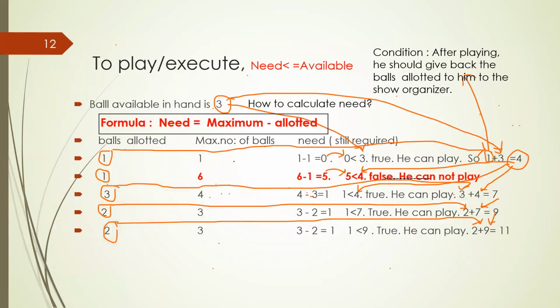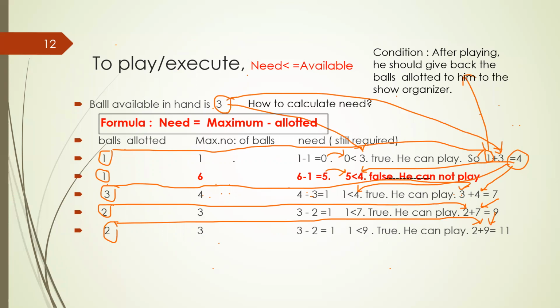Generally, to play or to execute a task, the general formula is that the need should be less than available, or at least the need should be equal to available. Always the need should be less than available. Then only we can play, then only we can execute, then only we can give some money to somebody. That is a general formula.